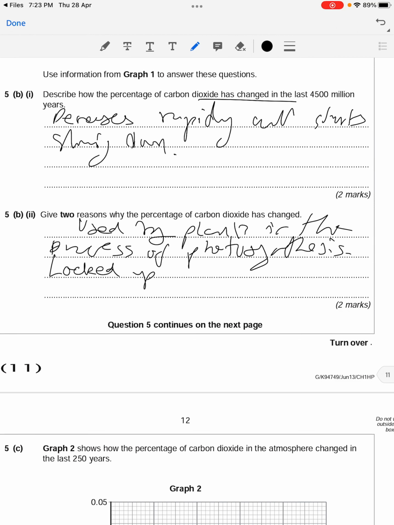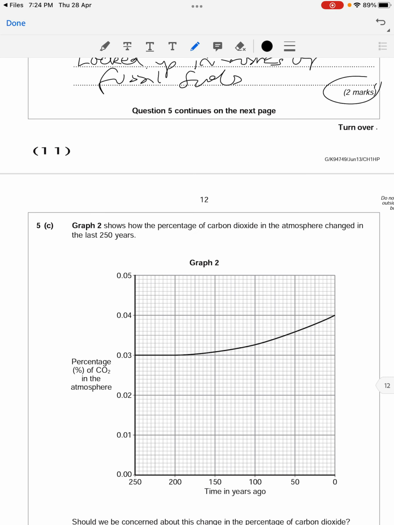So it's been locked up in rocks, or formed as rocks. You can also mention it's been locked up in fossil fuels, or formed as fossil fuels, okay? So there you go, 2 marks, they're all related.